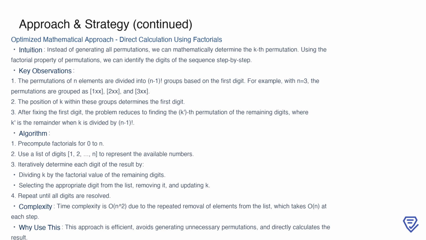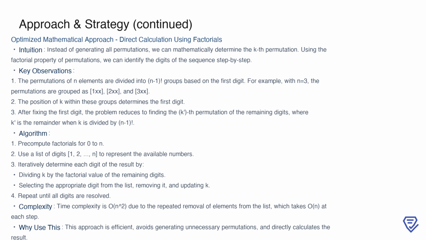Here's how it works. Permutations of n elements can be grouped into n subsets based on their first digit. For example, with n equal to 3, we have 3 groups, those starting with 1, those with 2, and those with 3. The position of k within these groups tells us which group, and therefore which digit, should come first.